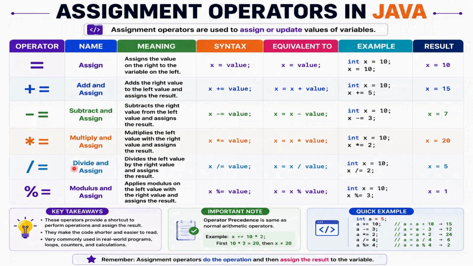Next we have division equal to, which means first divide and then assign. The syntax is x /= value, which is equivalent to x = x / value. We have int x = 10, when we divide by 2 we get x = 5 as a result. Next we have modulus equal to, which means modulus and assign. The syntax is x %= value, which is equivalent to x = x % value. For example, we have int x = 10 and x %= 3. Remember, modulus always gives the remainder. So when we do 10 modulo 3, the result will be 1. So this is all about assignment operators in Java. This is just the theoretical part. Now let's deep dive into the practical section.